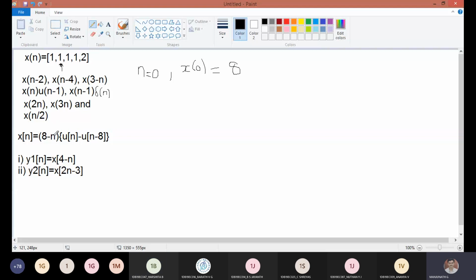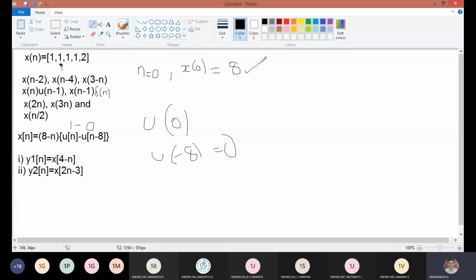If we substitute n equal to 0 here, it is 8 minus 0. Then u of 0, how much? 1, sir. 1 minus, what is this? u of 0 minus 8 means u of minus 8. What is the value of u of minus 8? 0. Good. Always remember, u of positive values can have a value of 1. If you get negative values, it means the signal doesn't exist. That's why we said u of minus 8 is equal to 0. Since we are doing 1 minus 0, it remains 1 only. So 1 into 8 is 8. That is how we got 8 as the answer. Is it okay?